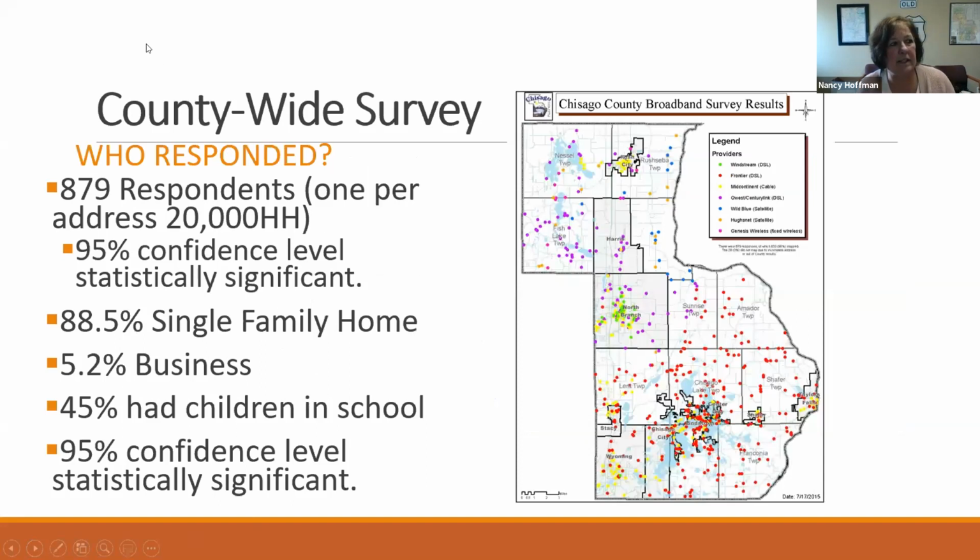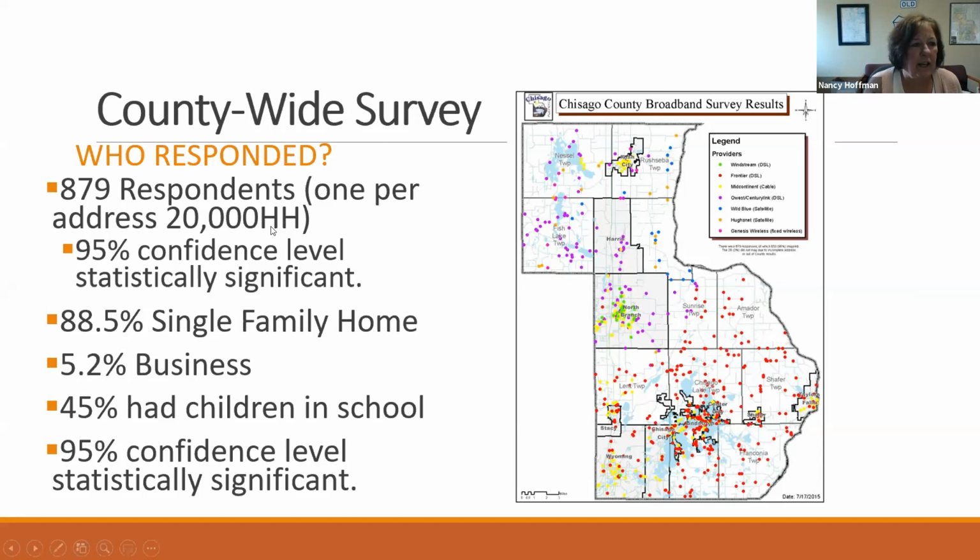So we did have 879 respondents, and that's out of about 20,000 households. So it could only be one from each household, and we could check that with our GIS system and weed out those that had more than one. And that gave us a 95% confidence level. So it was statistically significant, as we were just hearing about earlier. And 88.5% were from single families and 5.2% from business. And I think most of those businesses were more of a home-based business. 45% of the people that responded had children in school.